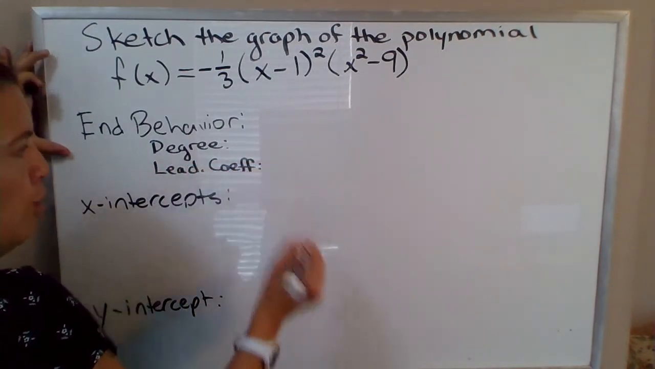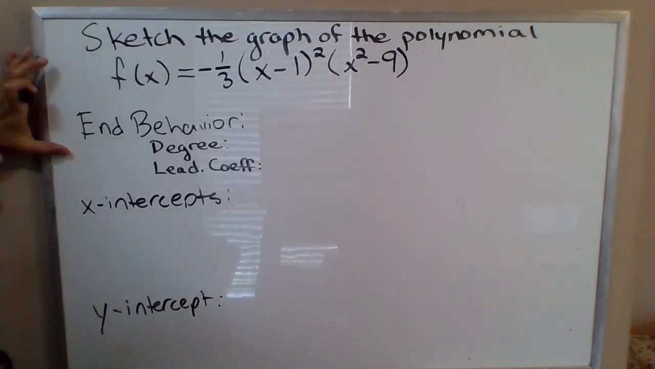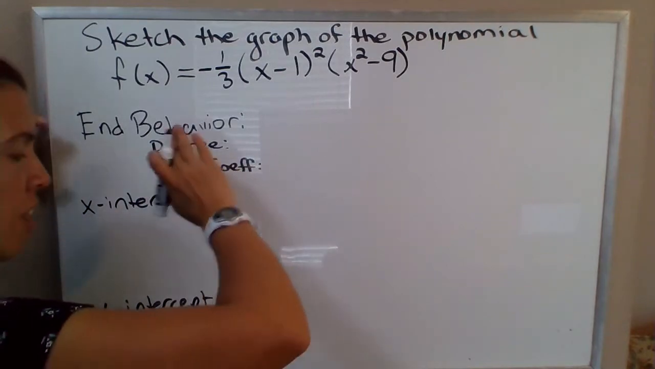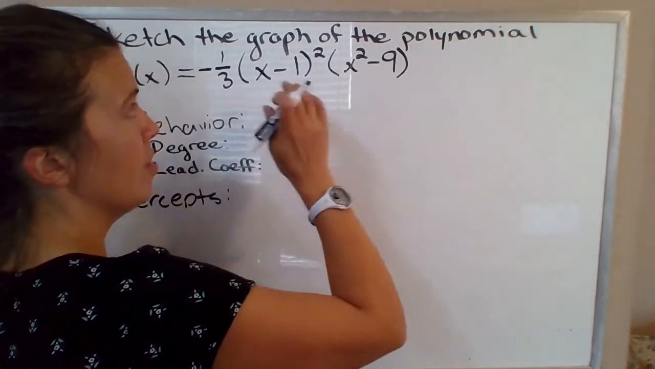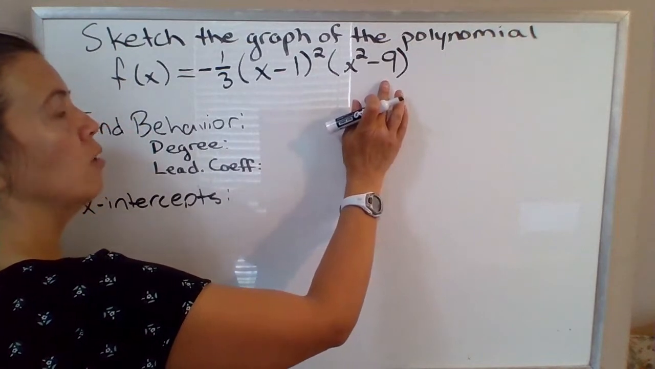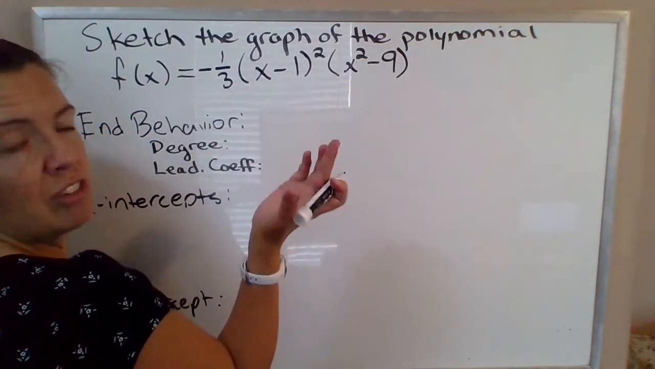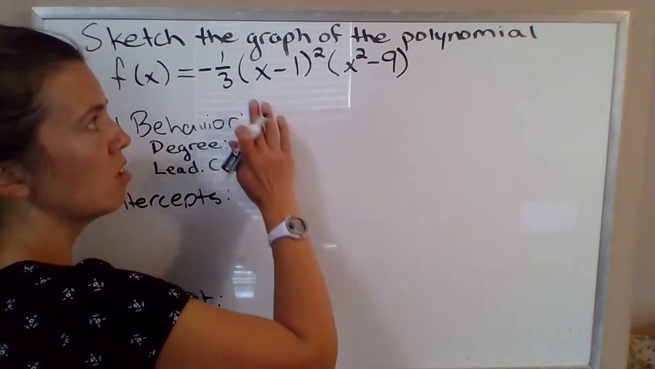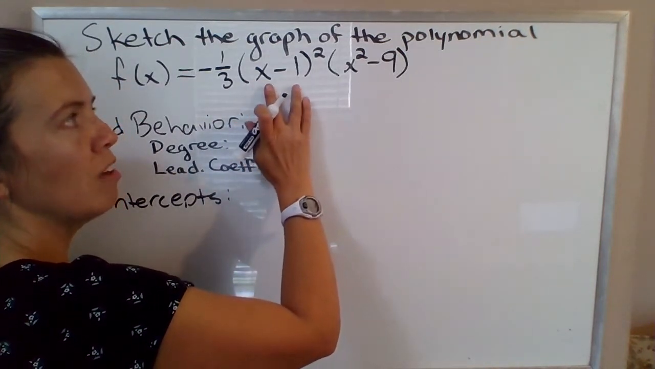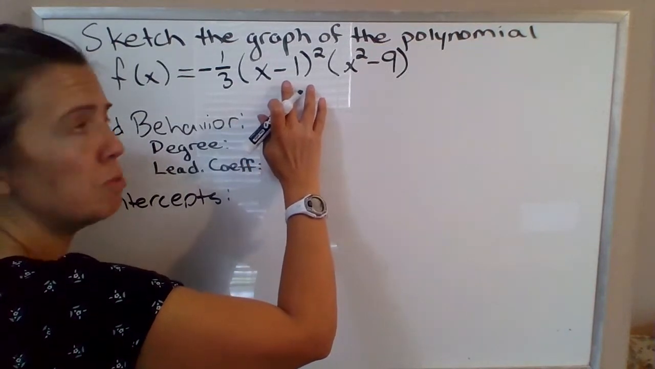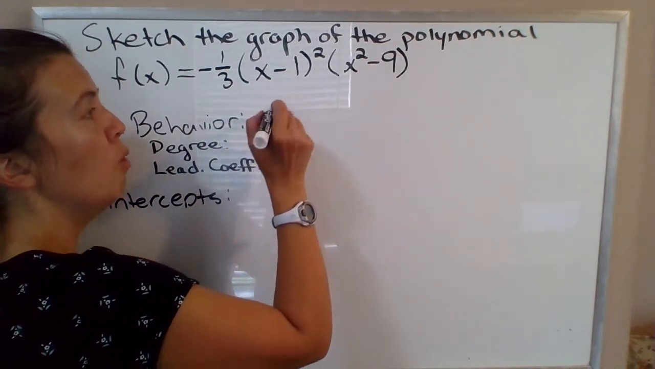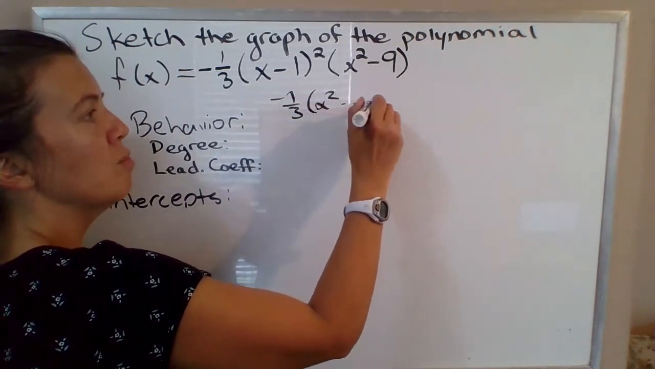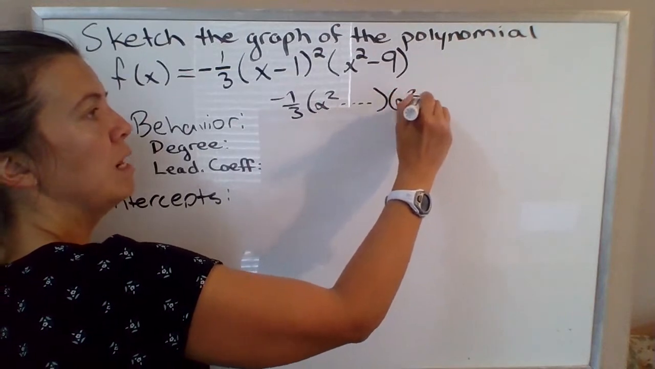Degree is one of the few things that's harder to find when the polynomial is in factored form. It's the highest power of x overall in this expression. So imagine that you multiply this out. You'd have negative 1/3, which is just a constant, times x squared, and then some other stuff. Actually, if you square x minus 1, you get x squared minus 2x plus 1, if you remember that. But the important thing is that you're going to have negative 1/3 times x squared, and then some other stuff, times x squared minus 9.